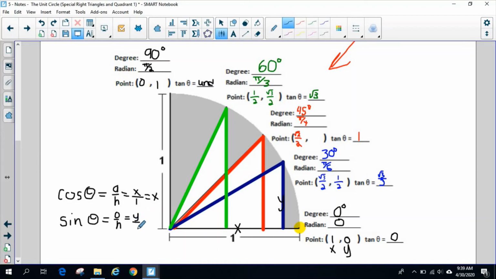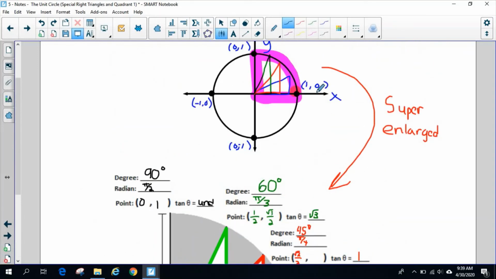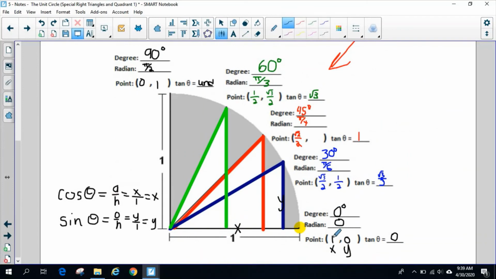So that would be y over 1, or just y. So it is equally acceptable to call this (1, 0) from the fact that it's just a regular old circle, but it's also acceptable to say cosine of 0 is equal to 1, and sine of 0 is equal to 0.